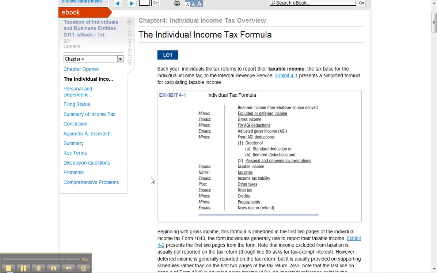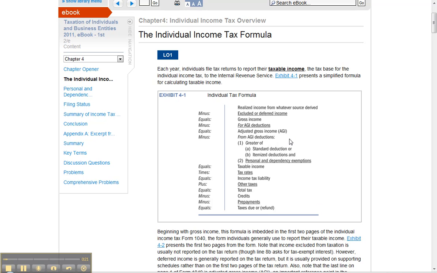Chapter 4 lecture is going to be brief. I'm going to let you kind of just read through stuff. It's relating to individual income taxes. Many of you have got some experience with individual income taxes already. I'm just going to scroll through these learning objectives and point out a few things that I think might be important for you to recognize.